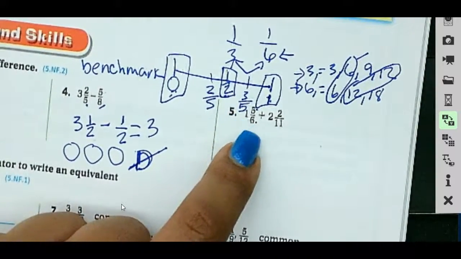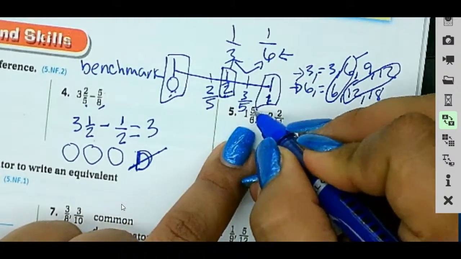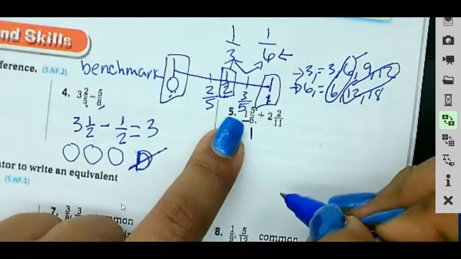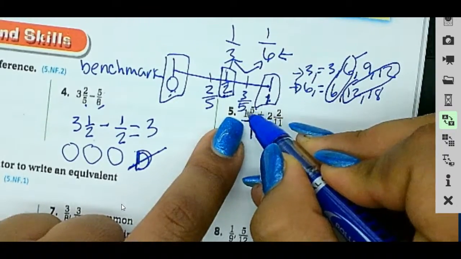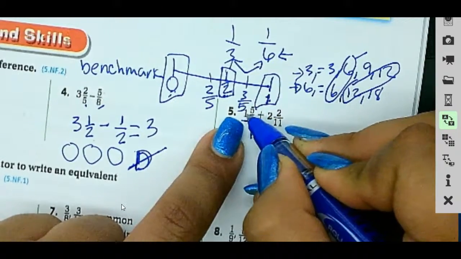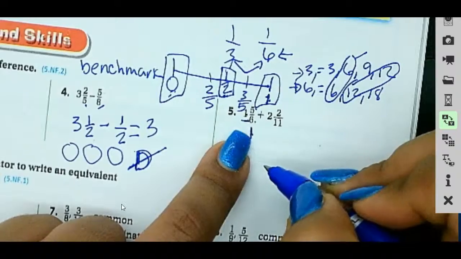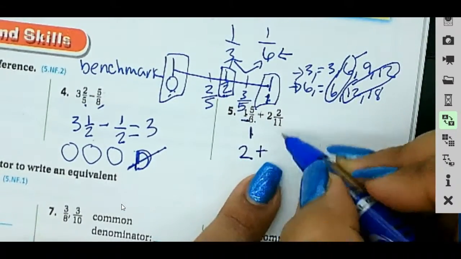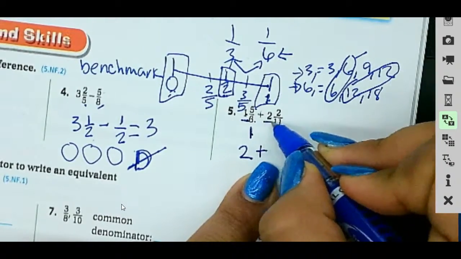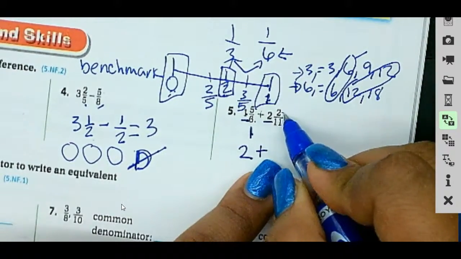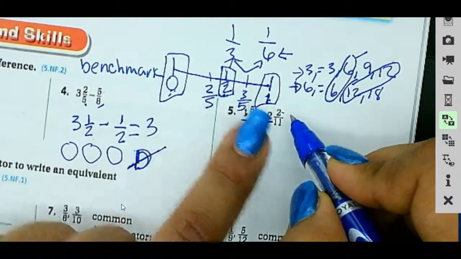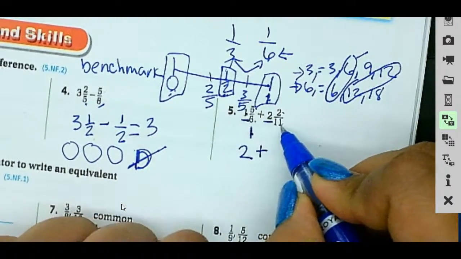So 1 and 5/6, the 5/6 will be my 1, but I already have a whole 1. So then that means that I have 2, right? 1 and 1 equals 2. So that's 2 plus, and now I look at my second number. I have 2 wholes, and my fraction is 2 over 11. Is that closer to 0, half, or 1? What's half of 11?